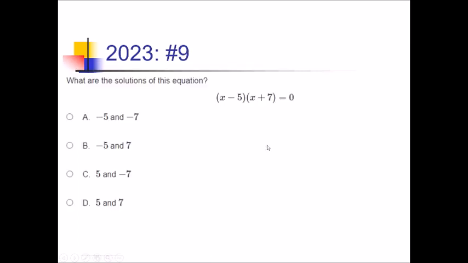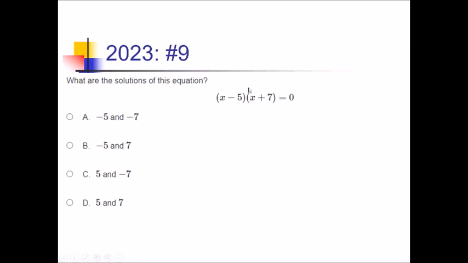On this problem, we're just trying to find the solutions of this equation. Now, normally, with one of these quadratic equations, you would have to factor it first, but they've already done that for you. So if you're at this point in the problem, you really only have one more step, which is to set each of these factors individually equal to 0 and solve each of those mini equations.